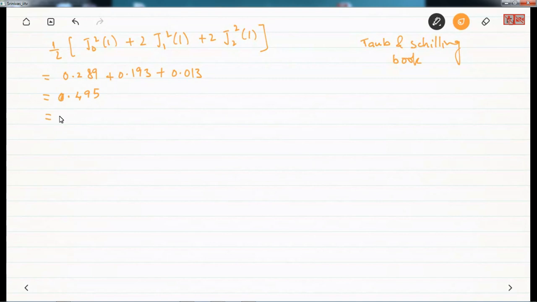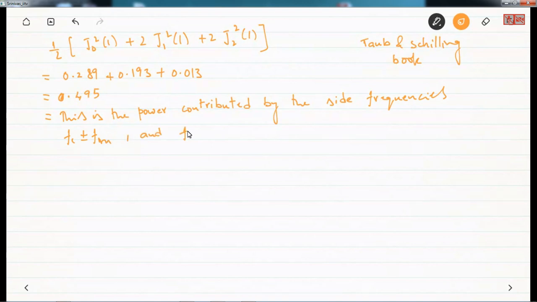So this is the power contributed by the side frequencies Fc plus or minus Fm, I call it Fm because m is the modulating frequency, and Fc plus or minus 2Fm.